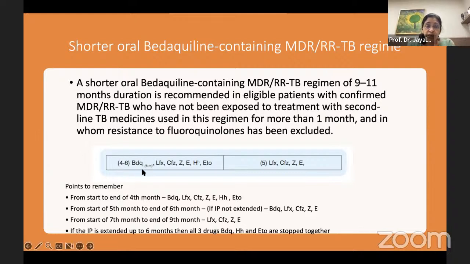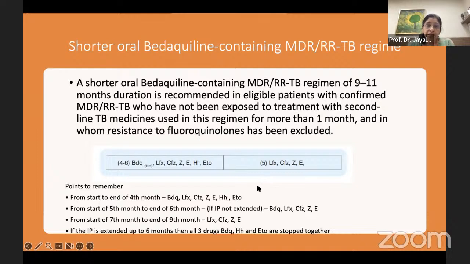So we have 4 to 6 months of bedaquiline, levofloxacin, clofazimine, pyrazinamide, ethambutol, high-dose isoniazid, and ethionamide, followed by 5 months of levofloxacin, clofazimine, pyrazinamide, and ethambutol. So from the start to the end of the 4th month, you give the 6 or 7 drugs, and then follow it up with 4 drugs of treatment.